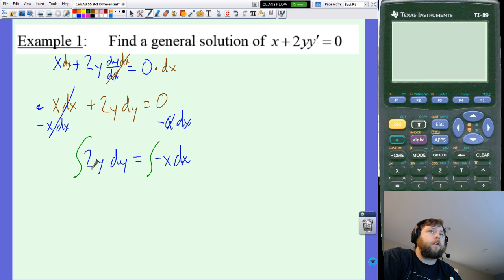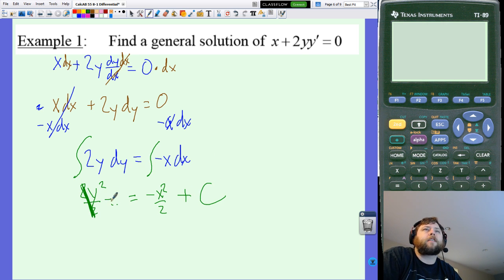And the integral, or antiderivative, of 2y is going to be y squared. So it's 2y squared over 2, but those cancel out, so just y squared. The integral of negative x is going to be negative x squared over 2. Now remember, you need to have a plus c somewhere. So I'm usually just going to put it on the x side.